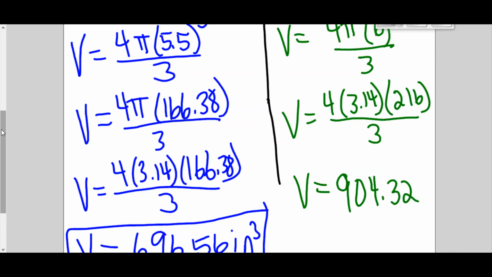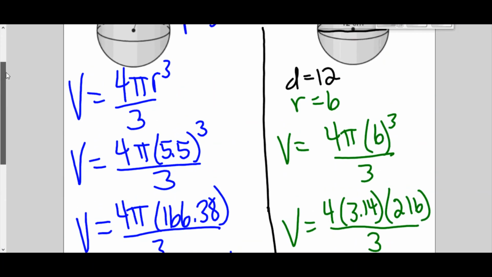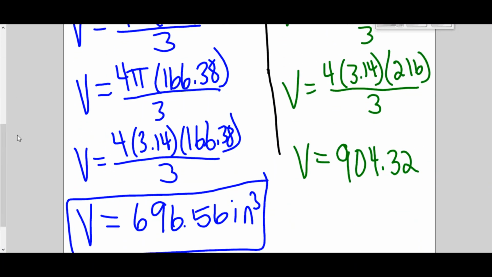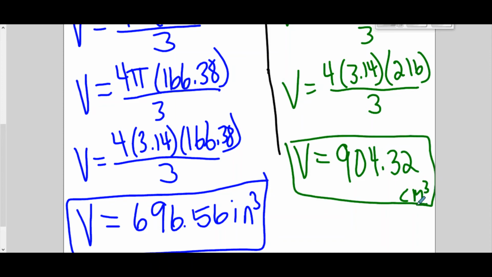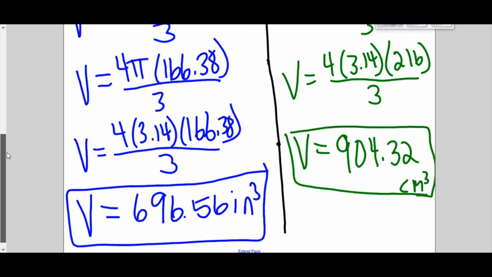I'm going to scroll back up. Nope, this one's centimeters. So this one's centimeters cubed. So that is the volume of that second sphere. So pause the video if you need to finish copying this one down.